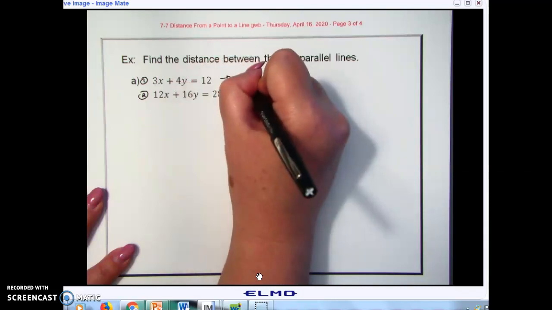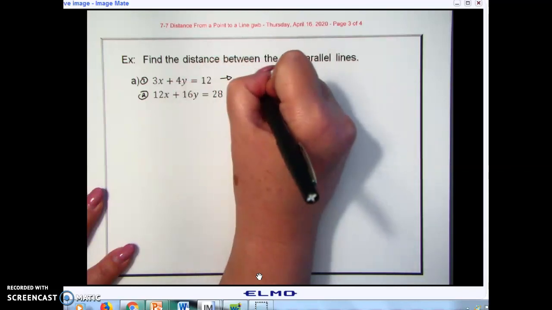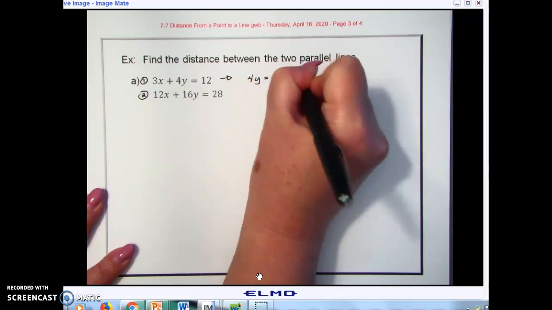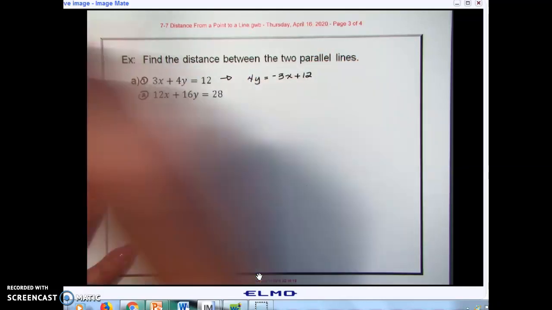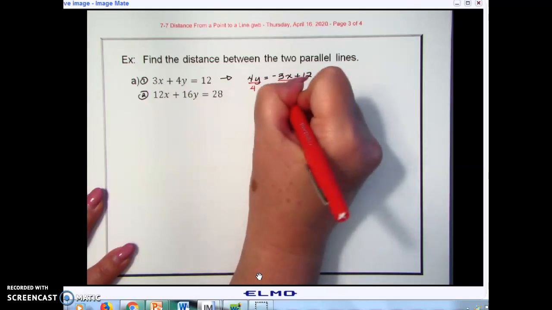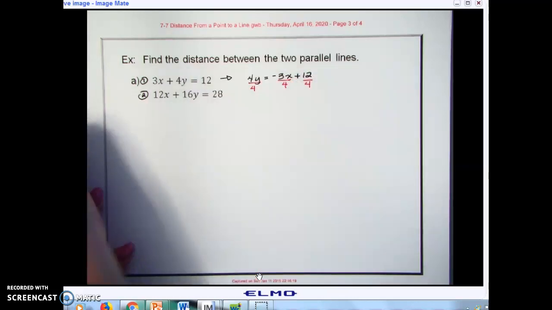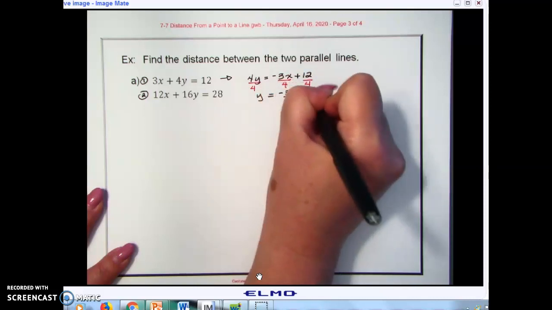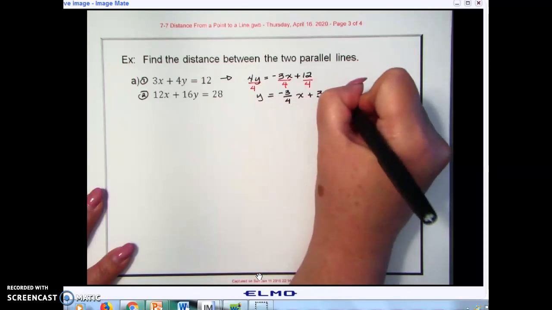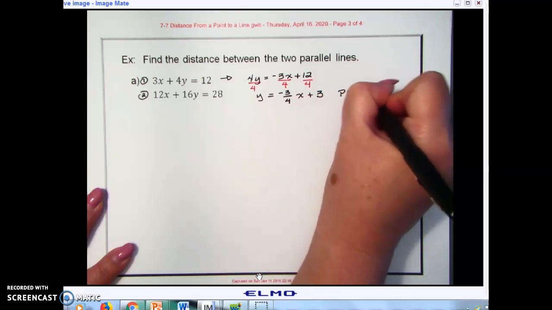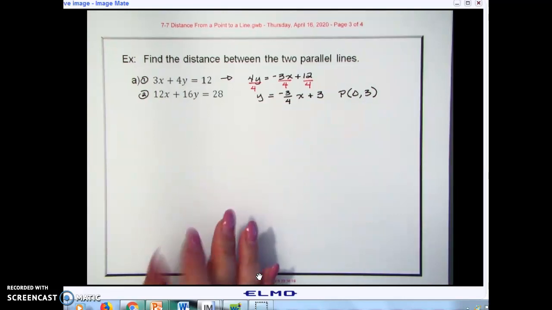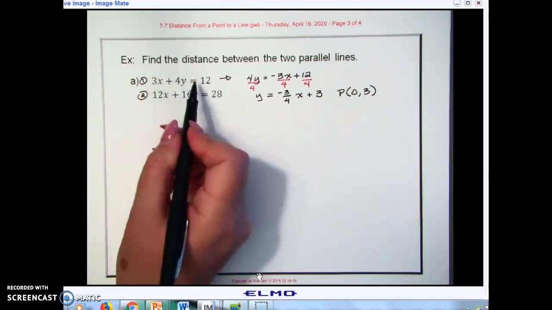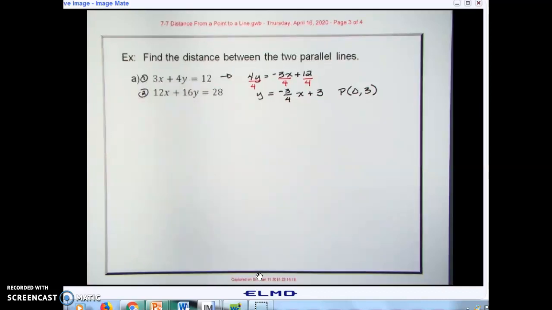If I put this into slope-intercept form, let's say we have 4y is equal to negative 3x plus 12. Then if I divide through by 4, we've got y is equal to negative 3/4 x plus 3. So I know that there is a point P located at 0, 3, because that would be the y-intercept. Now, you could have just said let x equal 1, and what would y equal? Let x equal 2, and what would y be? But a lot of times people get comfortable with finding that y-intercept.